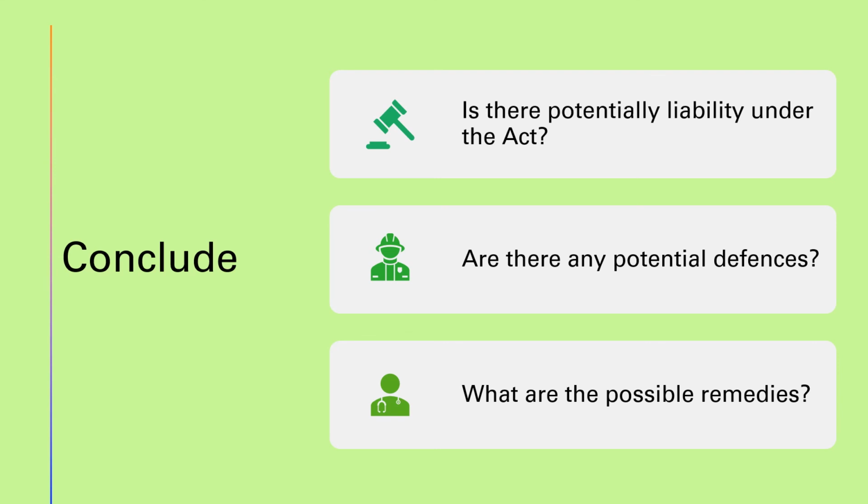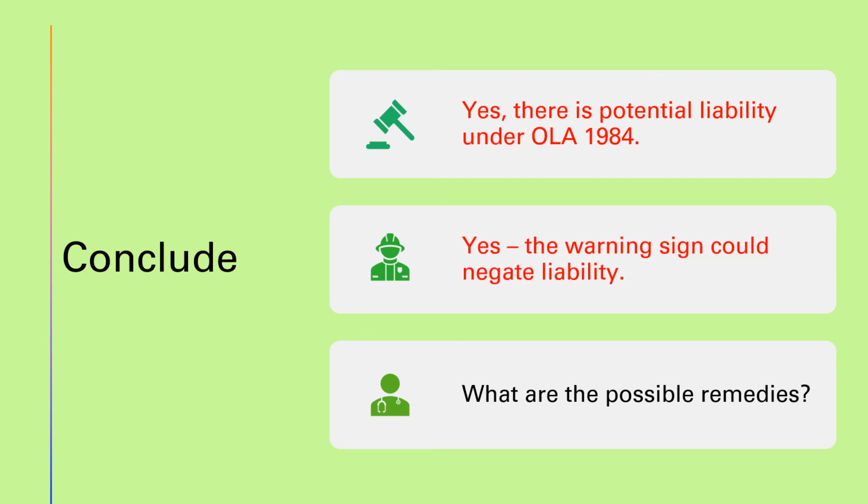So we ask then, is there potentially liability under the Act? Yes, there is potential liability under the Occupiers' Liability Act 1984. In terms of defences, the warning sign might negate liability. If you feel in this scenario that it might not negate liability, then state it with reasoning, because like we said, more steps may need to be taken, such as locking the door.